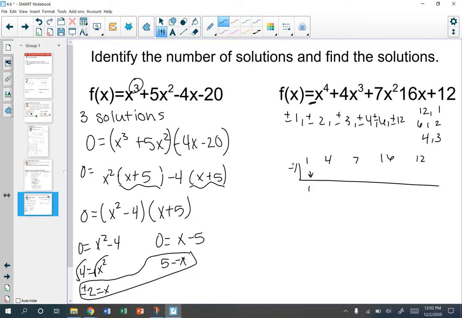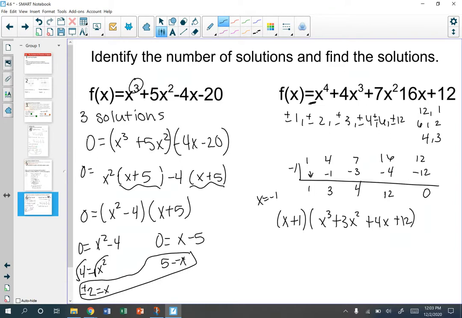So again, my 1 drops down. 1 times negative 1 is negative 1. Here I get 3. 3 times negative 1 is negative 3. Here I get 4. 4 times negative 1 is negative 4. 16 minus 4 gives me 12. 12 times negative 1 gives me negative 12, and I get a remainder of 0. Perfect. So I know that x equals negative 1 is a 0, or x plus 1 is a factor, and I'm left with x cubed plus 3x squared plus 4x plus 12.